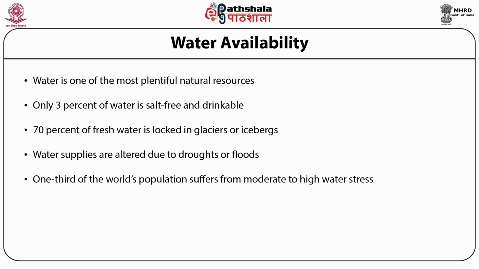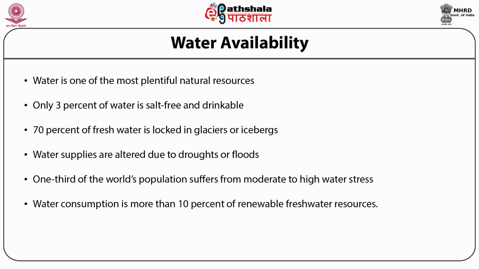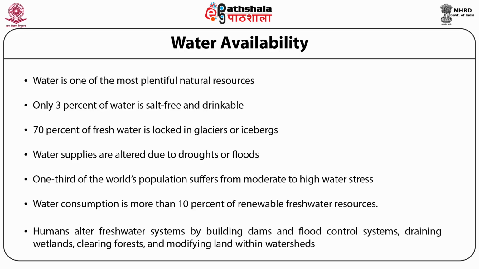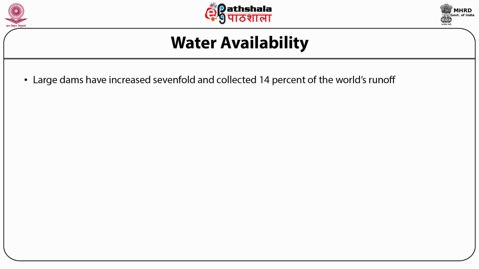One-third of the world's population suffers from moderate to high water stress. Water consumption is more than 10% of renewable freshwater resources. Humans alter freshwater systems by building dams and flood control systems, draining wetlands, clearing forests, and modifying land within watersheds. Large dams have increased sevenfold and collected 14% of the world's runoff.